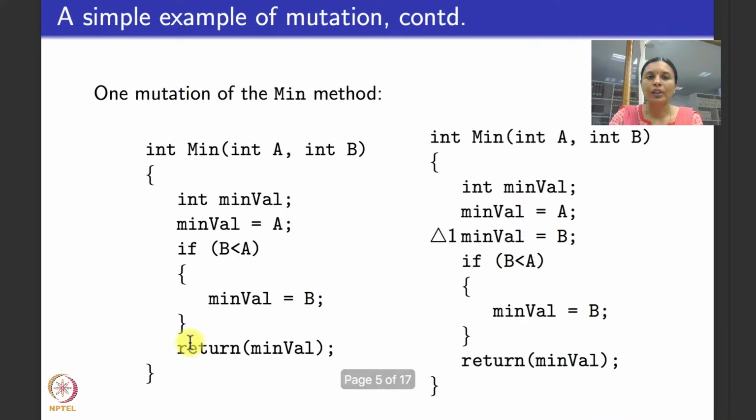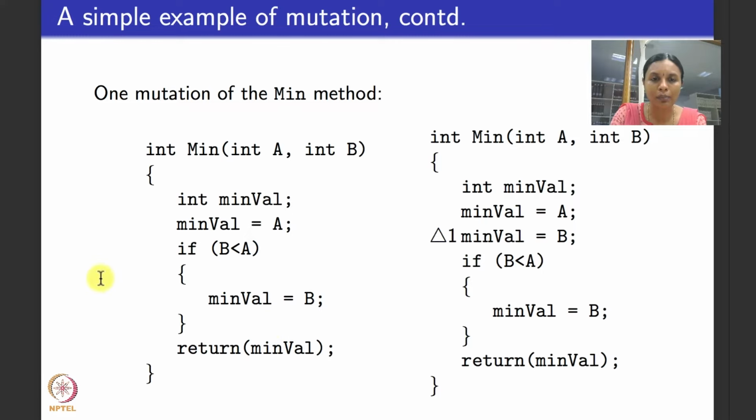Suppose we want to test this program using mutation testing. What do we do? Here is the original method given on the left-hand side. I want to check whether this program correctly computes the minimum value. So I will ask, is this code correct? Assigning min value to be A and then saying if B is less than A, then you reassign min value to be B. Is that correct? What will happen if I use the same code, but instead of assigning min value to A, I assign min value as B? That is called one mutation.